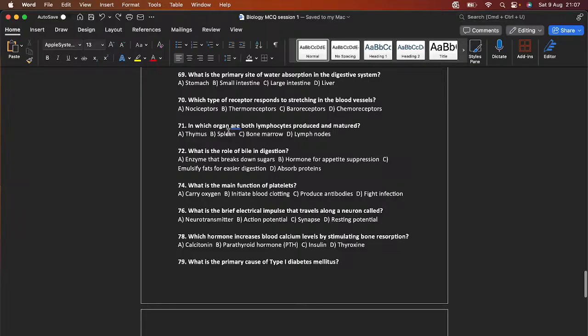In which organ are both lymphocytes produced and matured? So we have thymus, spleen, bone marrow, and lymph nodes. So the right answer is bone marrow.